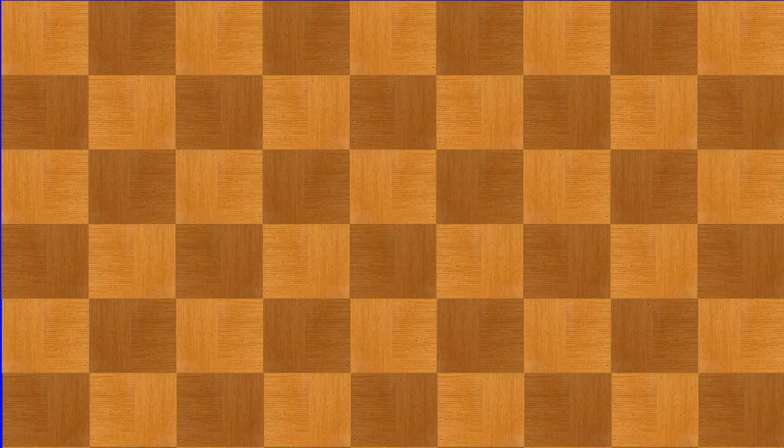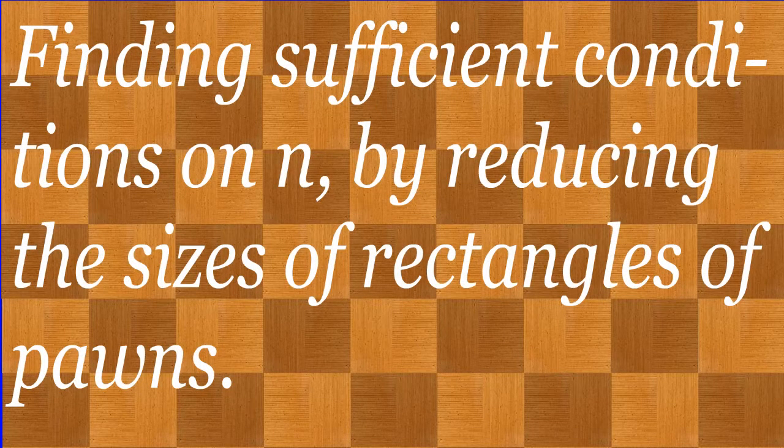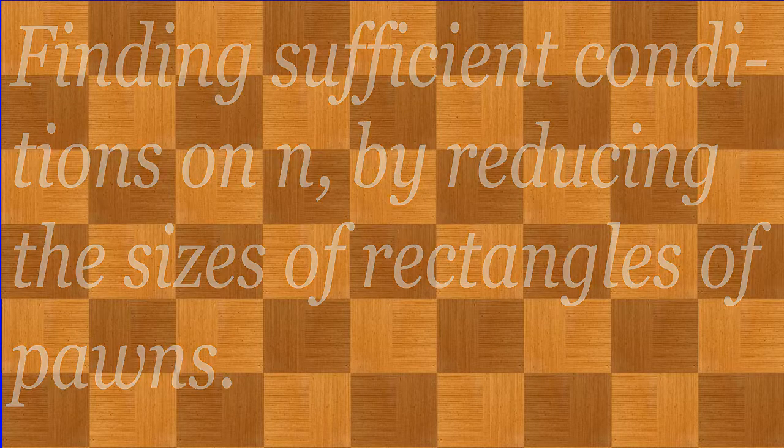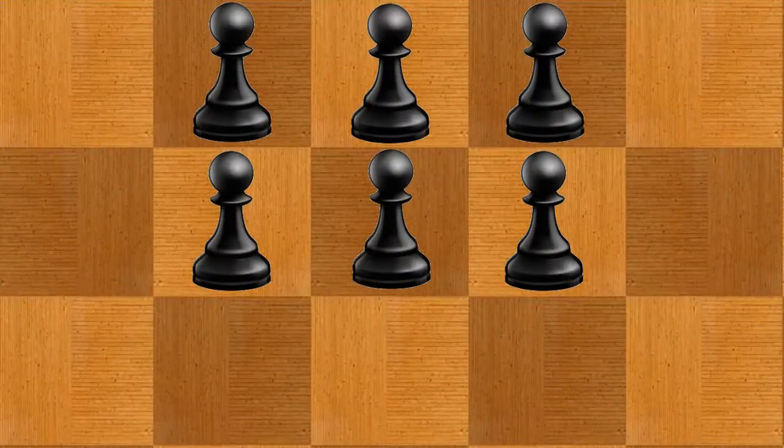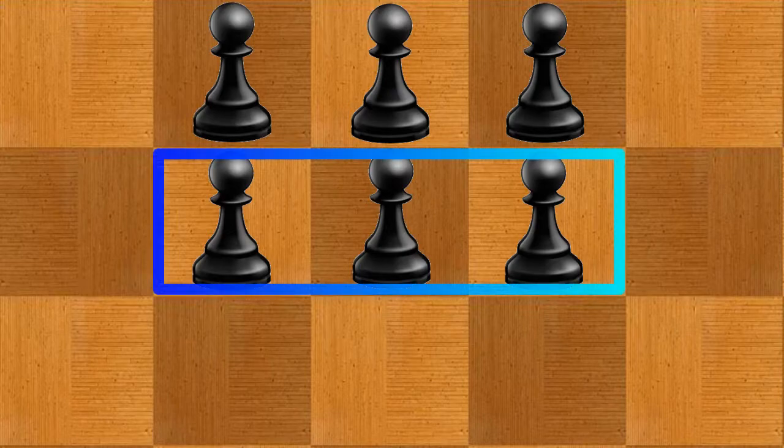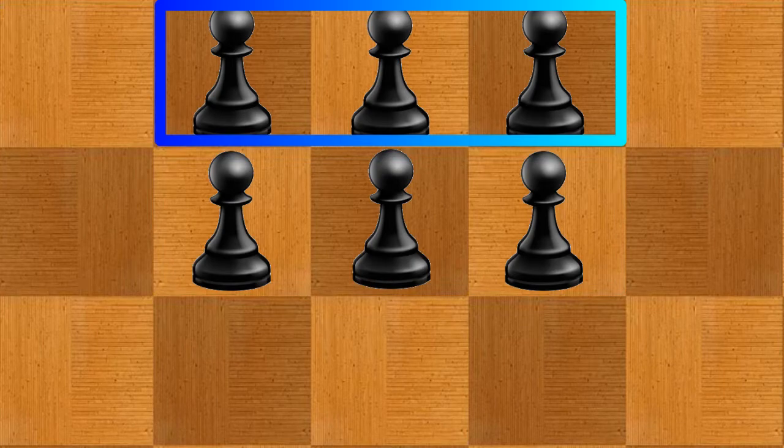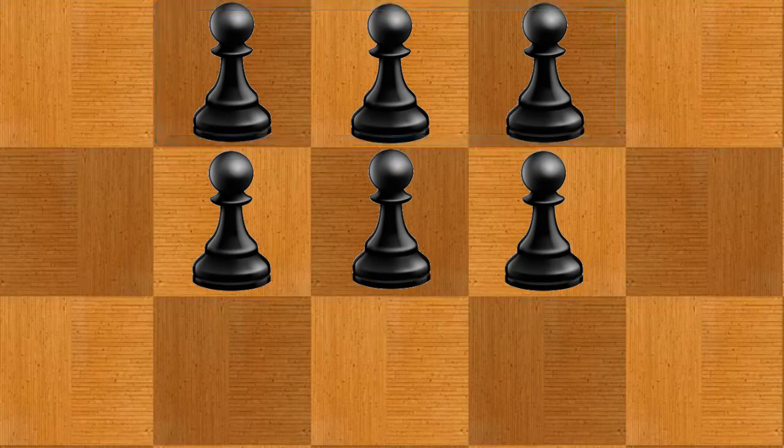In order to find out for which values of n our game can end with only one pawn remaining, let us introduce the following technique, which allows us to reduce the sizes of rectangles of pawns. First, observe that if we have 3 adjacent pawns at the border's bottom, and there are 3 adjacent pawns right above them, then the 3 adjacent pawns at the bottom can be wiped out as follows.